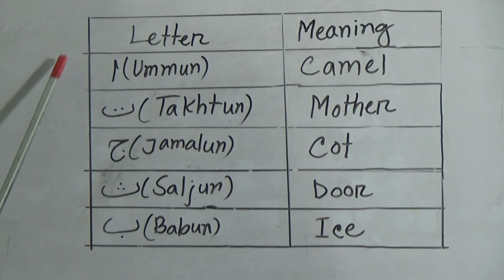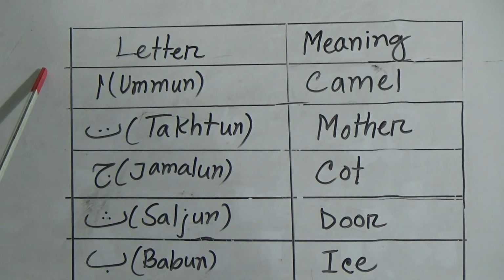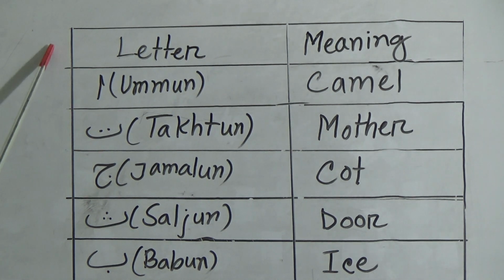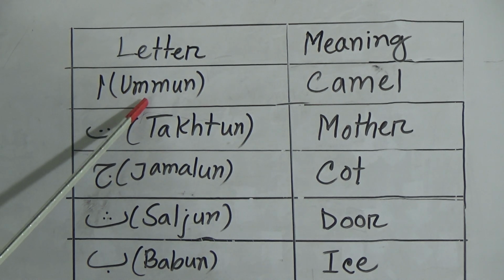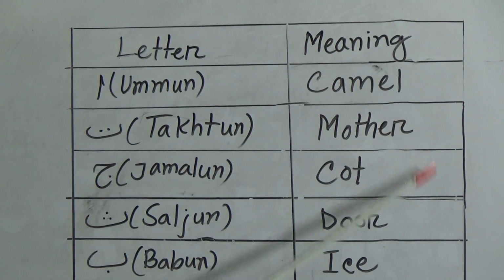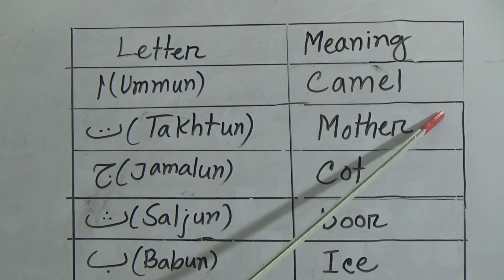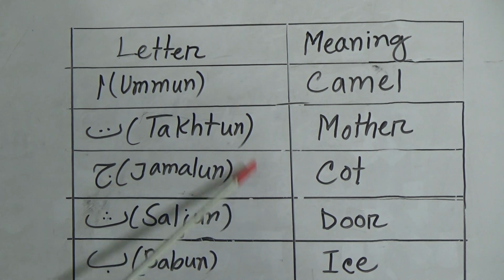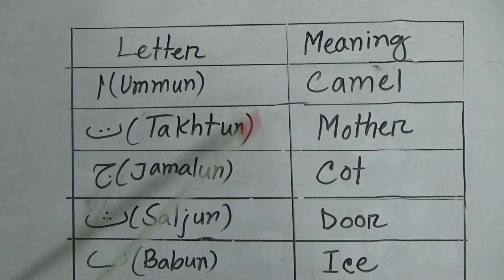My dear students, you see here two sides, left side and right side. On the left side you see a letter or Arabic word. On the right side you see the meaning. We have to match this right side meaning with the left side letter or Arabic word.